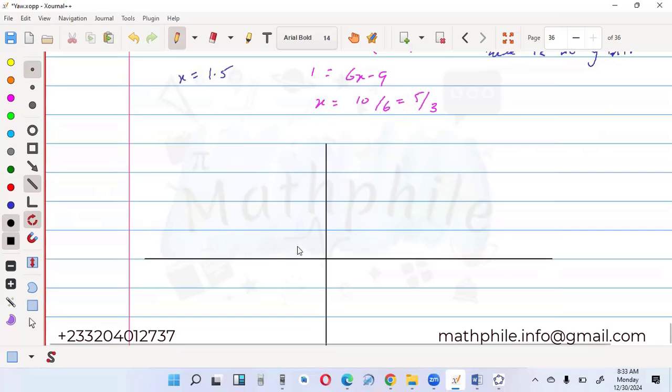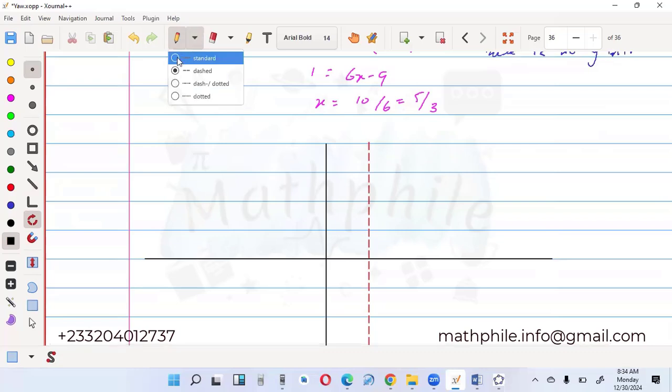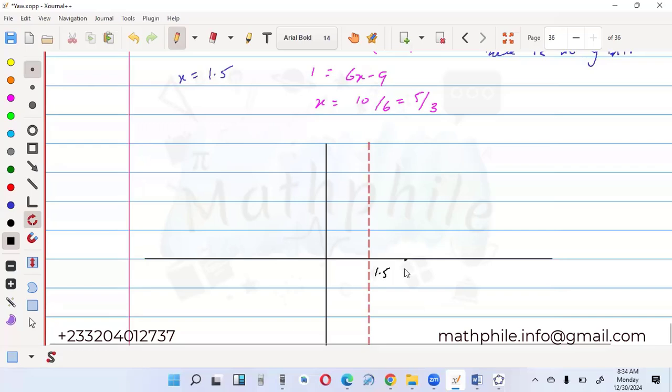Let's get our things sorted out. The first one would be sketching the asymptote. The asymptote would be at x equals 1.5. Let's say that's my 1.5. And there is also another one, the x-intercept. The x-intercept was at 5/3, which is 1.6. So let's say 1.6. Using the asymptote as a guide, we sketch the curve. And it goes on that way.